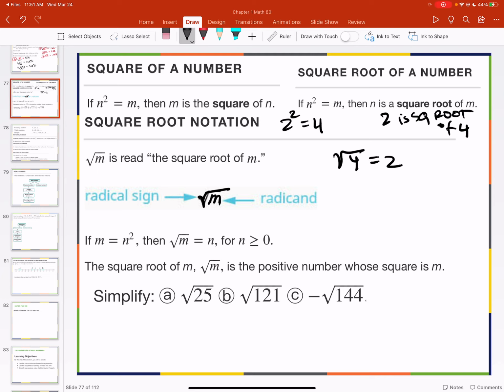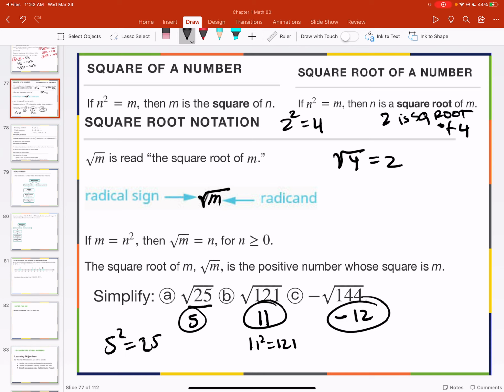Okay, so if you have a number that's a square of another, then the square root of that takes you back to the original. The square root of 25 is the positive number whose square is 25. So the square root of 25 would be 5 because 5 squared equals 25. The square root of 121 would be 11 because 11 squared is equal to 121. And then the negative square root of 144 would just be negative 12.